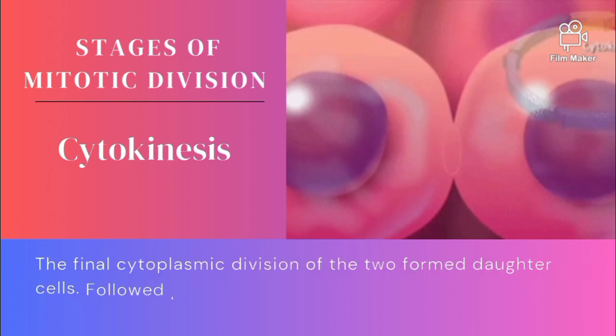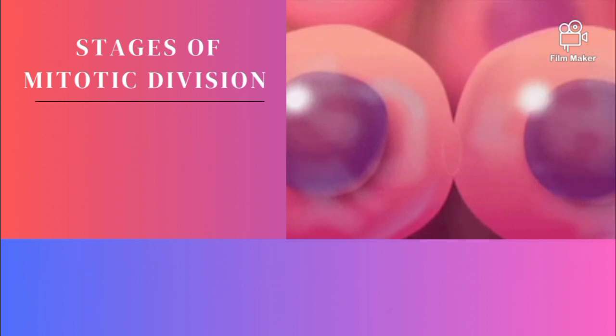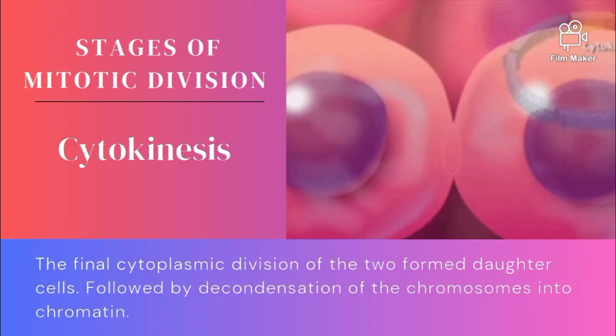The final stage is called cytokinesis. This is the process that divides the cell cytoplasm into 2 daughter cells. Cytokinesis completes the cell division process, resulting in 2 genetically identical daughter cells. By the end of telophase, the 2 daughter cells so produced return to the interphase stage and begin the division again.